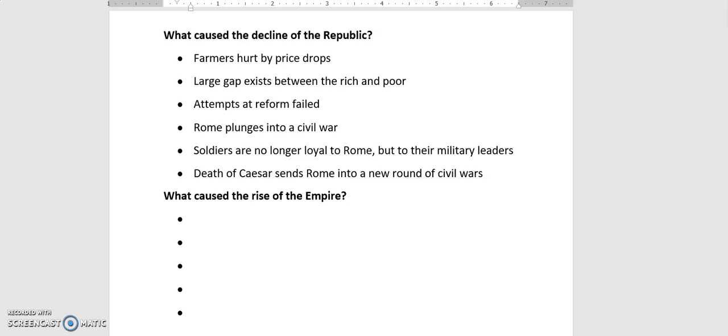So when we continue our second half here of our little Star Wars Republic to Empire, we're actually going to start out with how the death of Caesar sends Rome into a new round of civil wars. And one of the biggest reasons that's going to happen is because people are actually going to argue over who is going to be in charge and who is going to take over the government.